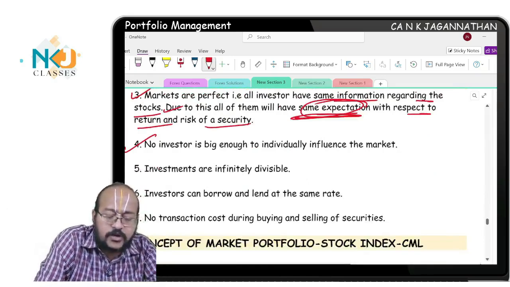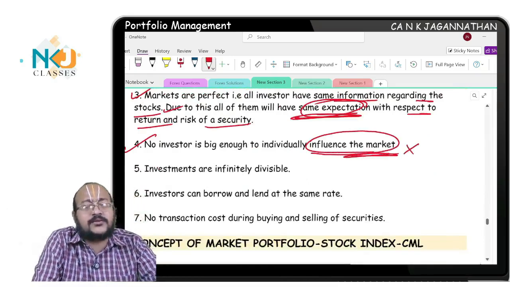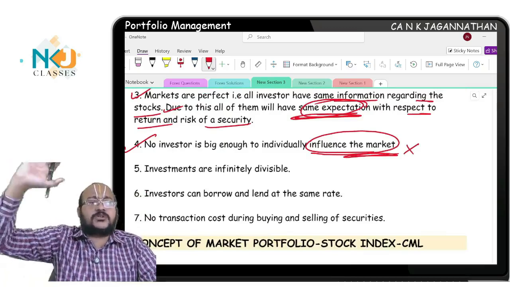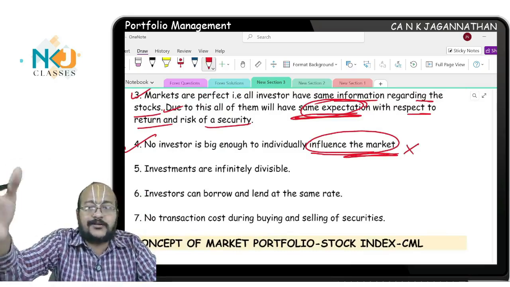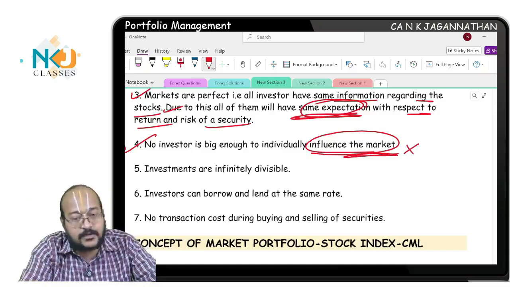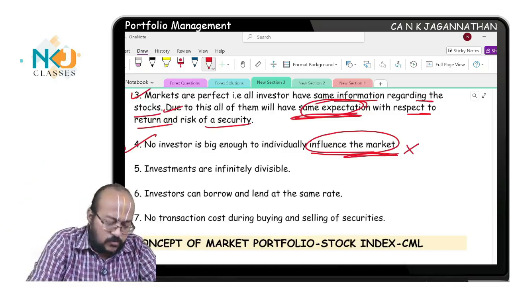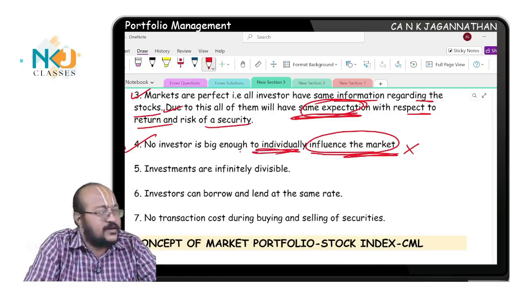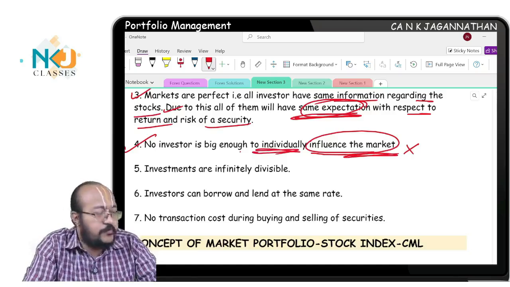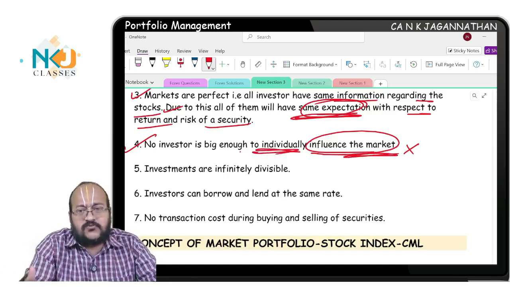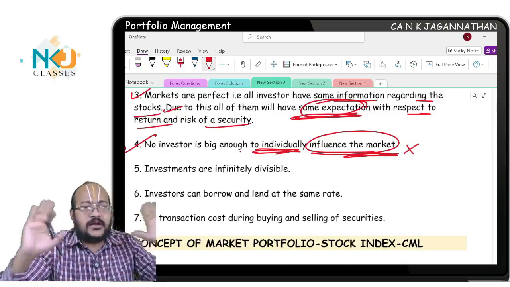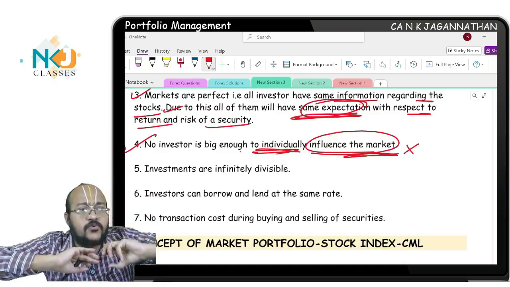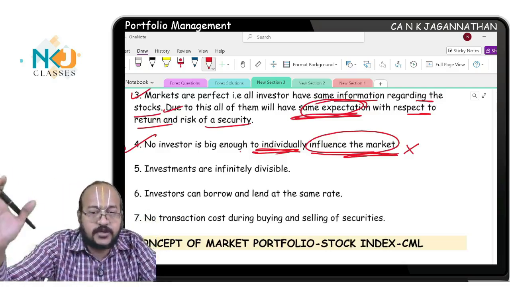Next, no investor is big enough to individually influence the market. This also is a hypothetical assumption. If you see big fund houses, mutual fund houses, they have crores of money, billions of money they will pump into the market. They can easily increase the prices, decrease the prices, anything they can do. In a practical sense it is not true. Big HNI investors or big FIIs or DIIs, domestic institutional investors, have big power in the market. But still we will assume that every investor is rational and not big enough to individually change the market.